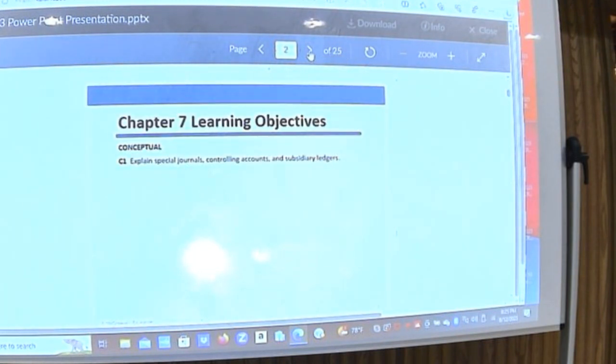Here's your learning objective, just one. We're going to talk about special journals, controlling accounts, and subsidiary ledgers. Okay, 3 new terms for you.